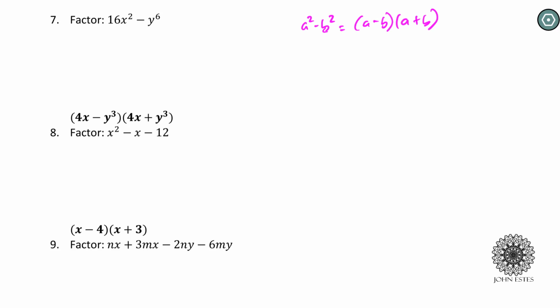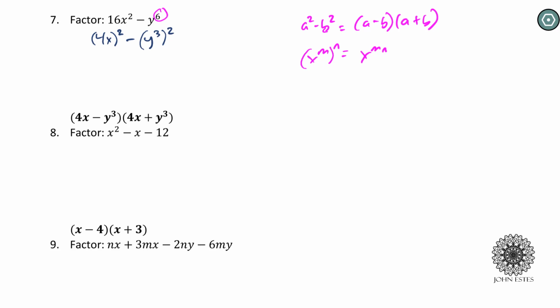Alright, so here what I recognize is that the 16x squared is the same as 4x squared, and y to the 6 is the same as y cubed squared. And how did I know that? That introduces another exponent property that says if I have x to the m raised to the n, that's the same as x to the mn power. That's multiplying powers. So that 6th power was the same as the cubed squared, okay, which is what we wanted.